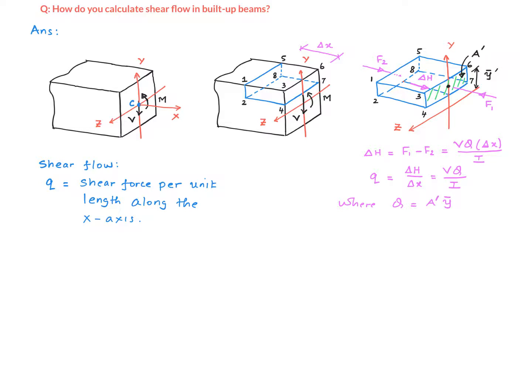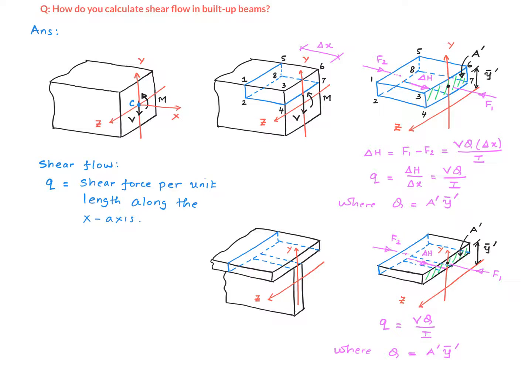Alright, then we went through a little bit of analysis to show that delta H equals VQ times delta x over I. The shear flow, little q, which is defined as the shear force per unit length along the x-axis, will be delta H over delta x, which works out to be VQ over I, right? And Q here is A prime, which is the area of the shaded part, multiplied by y bar prime, which is the distance of the centroid of the shaded area from the z-axis, right?